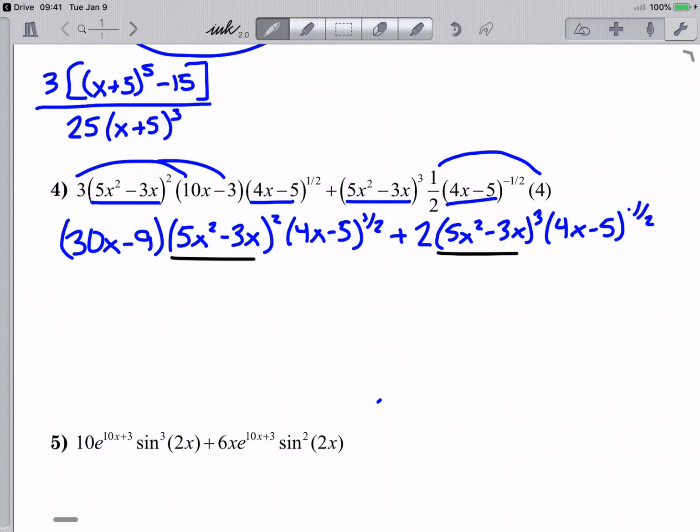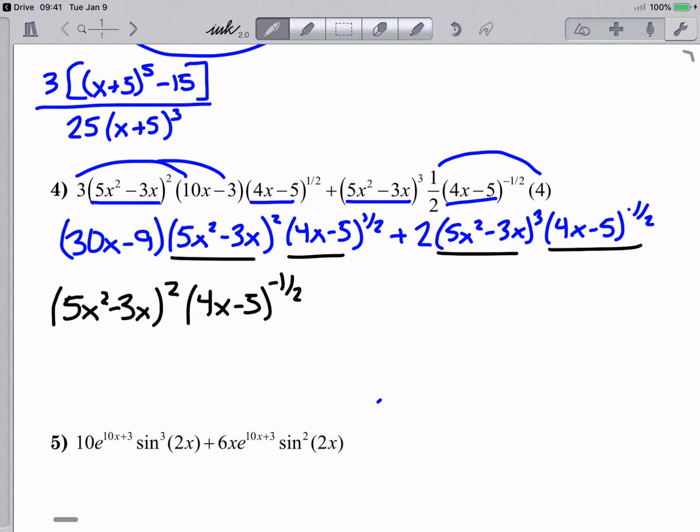Now again, I didn't have to look at any coefficients because the second term had a 2, the first one had no coefficient whatsoever. So I'm going to factor out 5x squared minus 3x quantity squared. Then I look at these terms. My smallest exponent is negative 1/2. So that's what I'm going to factor out. Then I'm going to put my beautiful brackets.